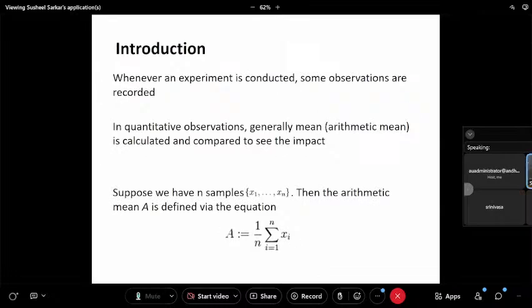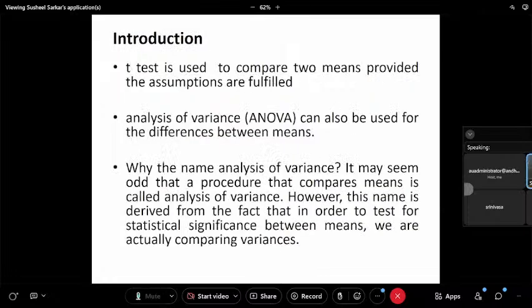So what we do, whenever we collect some data from different groups, we generally compare the arithmetic means. And how do we compute the arithmetic mean? It is the sum of all the observations divided by the number of observations. And when there are only two groups, we use the t-test. And when there are more than two groups, we use the analysis of variance technique.